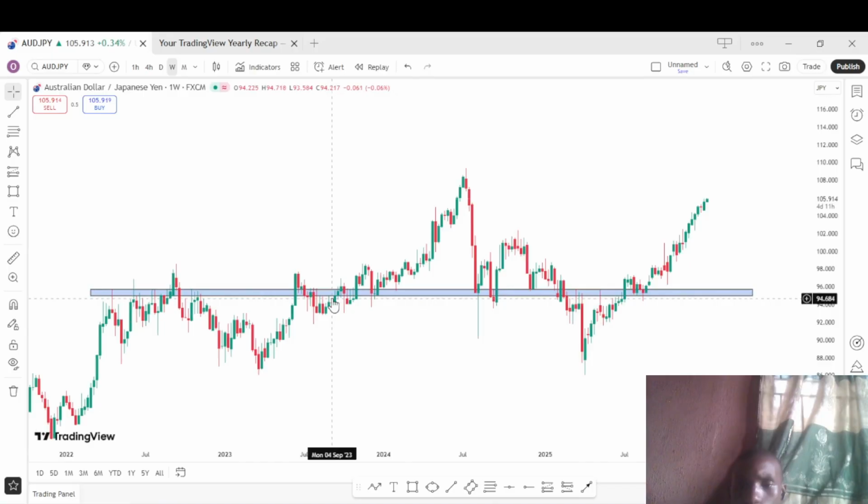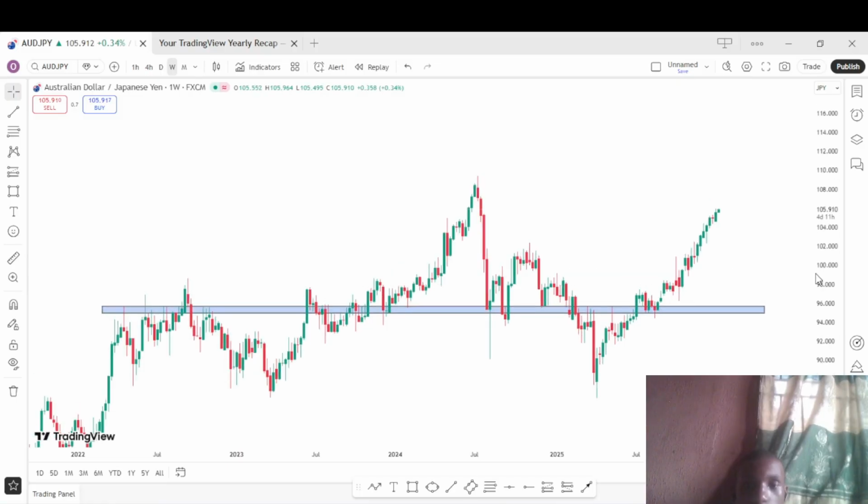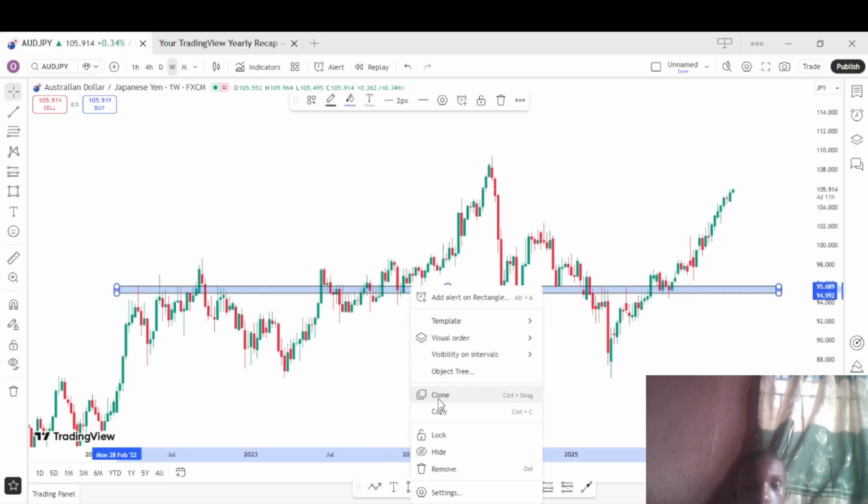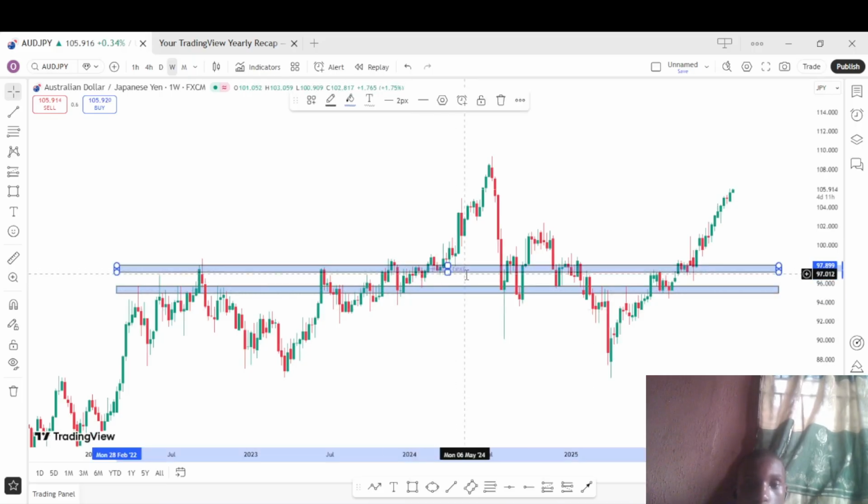So if you look at this place, the market reacted here, it reacted here, it reacted here, it came here, reacted here, reacted here. What this is trying to tell us is that this place is very strong. It has strong liquidity. So let's check for another place.